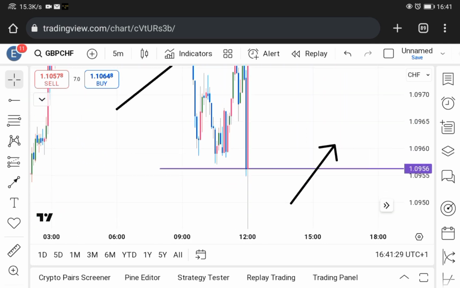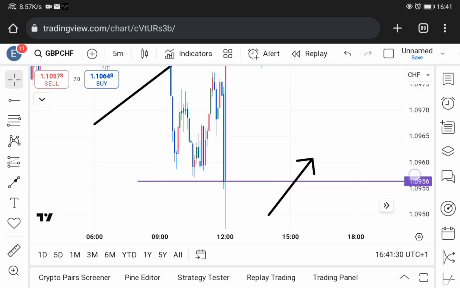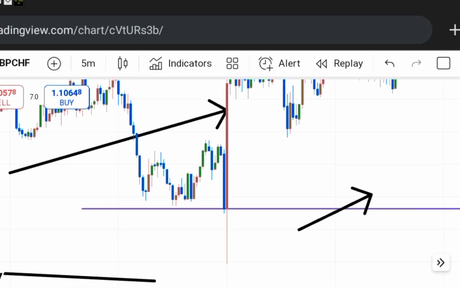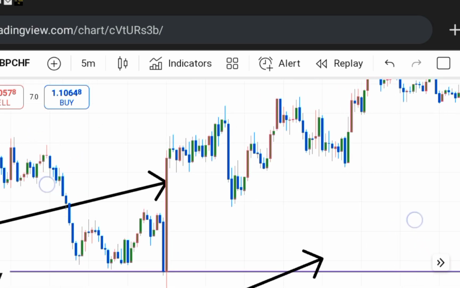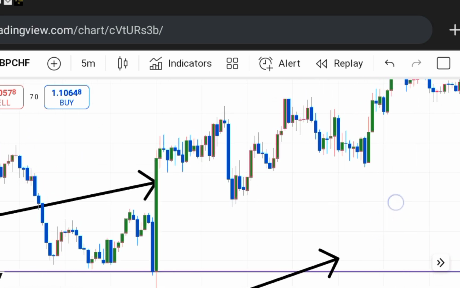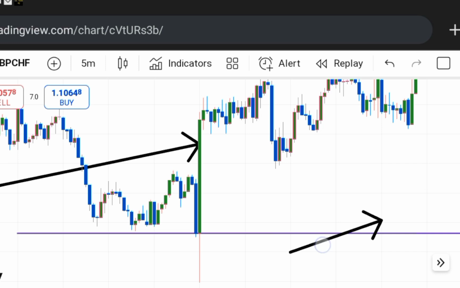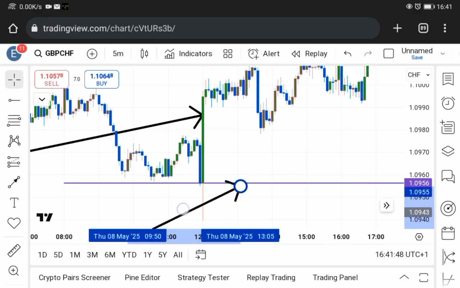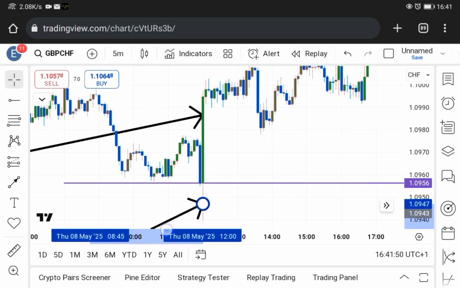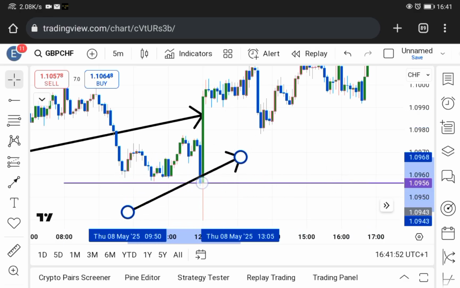So right, we are going to our 5 minutes. It's supposed to be 3 minutes, but we have to go to 5 minutes because I don't want the video to be too long. So on our 5 minutes, here was the low. You can see here was the line that we marked. The market was able to come back and grab this line right here. It grabbed the line and then it moves up.